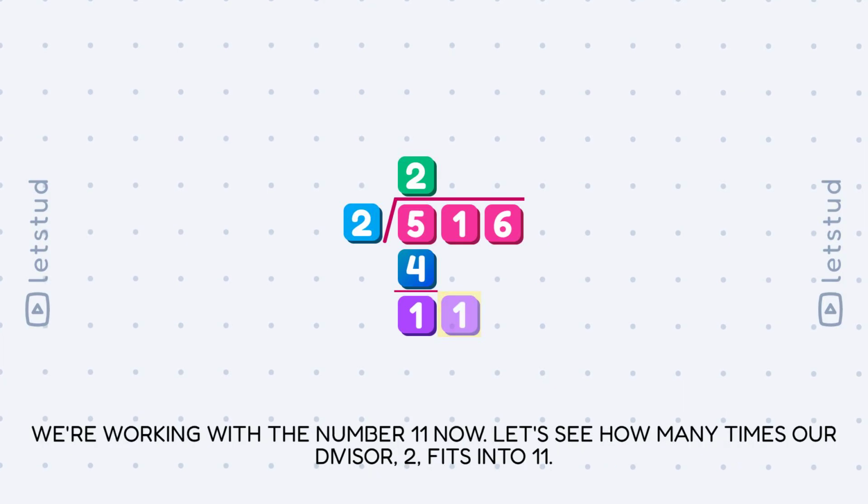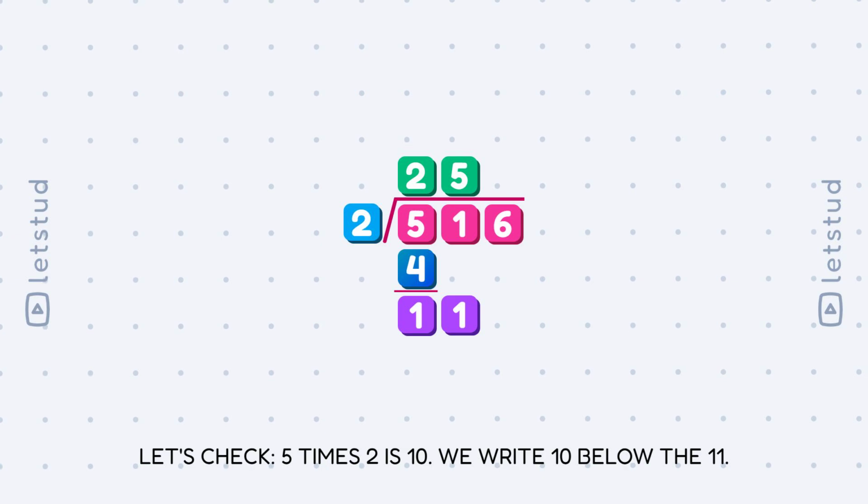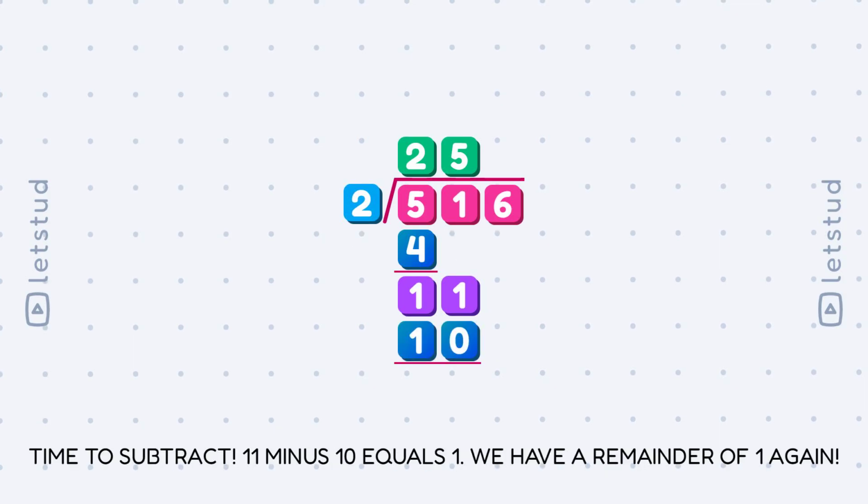Let's see how many times our divisor 2 fits into 11. How many times does 2 go into 11? It goes in 5 times. Let's check: 5 times 2 is 10. We write 10 below the 11. Time to subtract: 11 minus 10 equals 1. We have a remainder of 1 again.